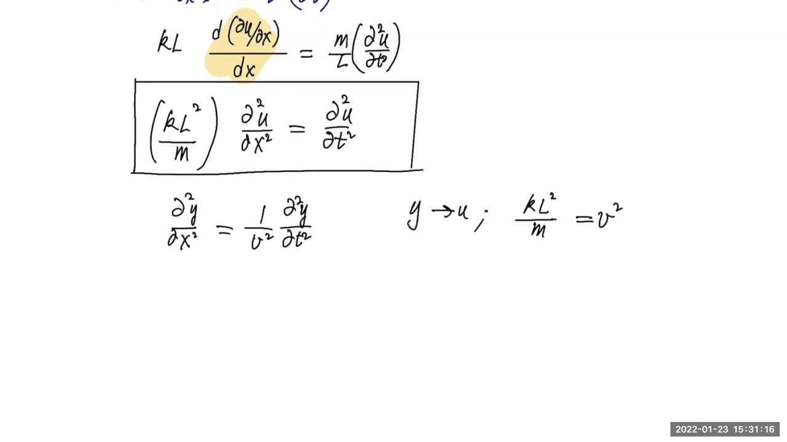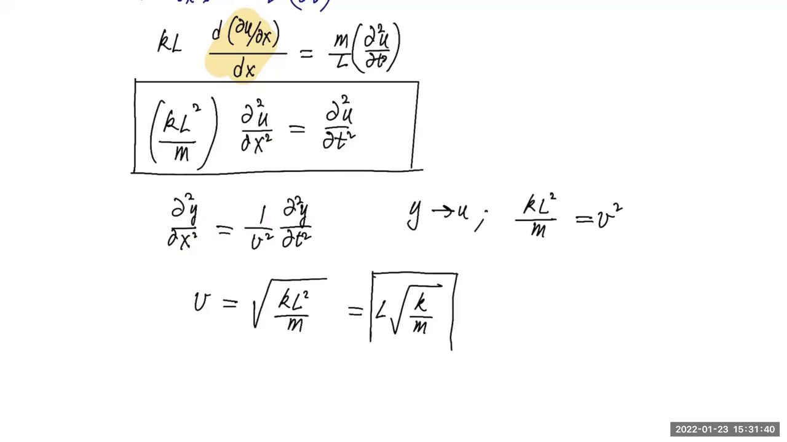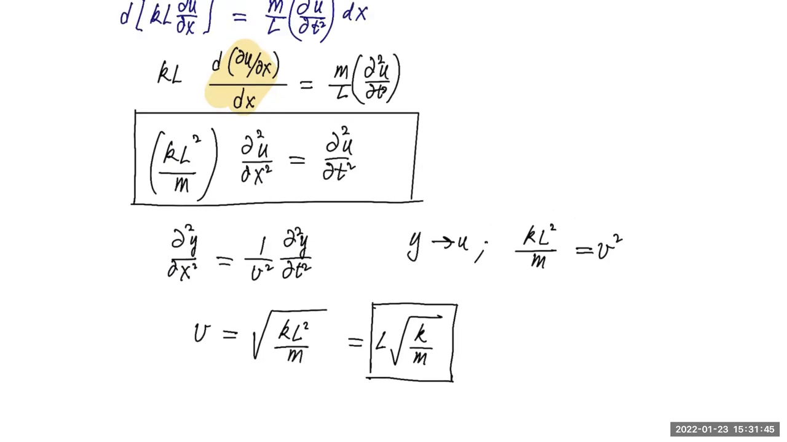u is a function of x and t. It's a wave-like function, and the speed of the wave v equals the square root of kL squared over m. I can write this as L times the square root of k over m. This is the speed of the wave on a spring. This is not an easy problem, folks, and you probably found that out by now.